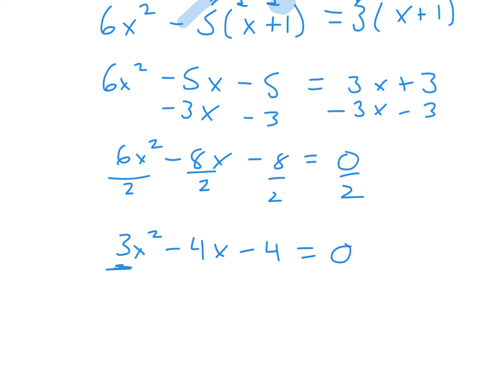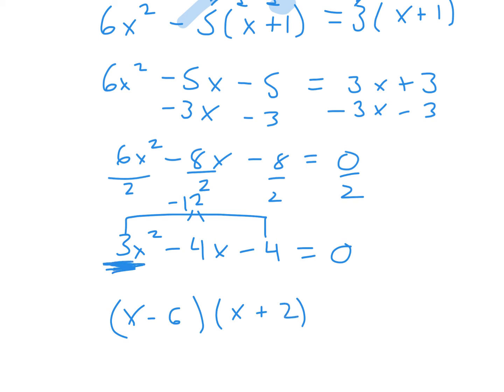What do I have to do when I start with a number that is not 1? Multiply the first and the last. So I get 12. Negative 12. What are two factors of negative 12 that add to negative 4? Negative 6 and positive 2.